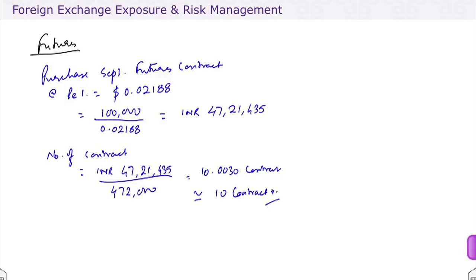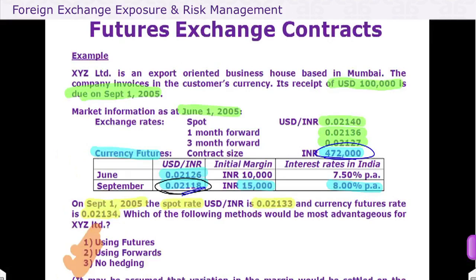Since we have discussed that if you open a contract as a purchase, you need to close the contract as a sell. So on close, that is on 1st of September, when the actual receipt is happening, you are closing at that time, and the spot would remain the same. We have been given that the rupee futures on 1st of September is 2134.